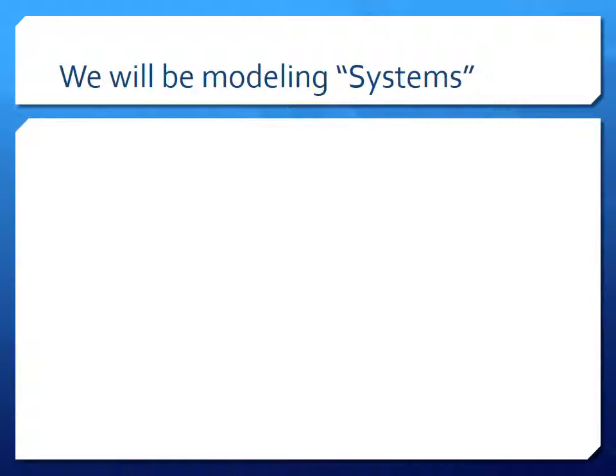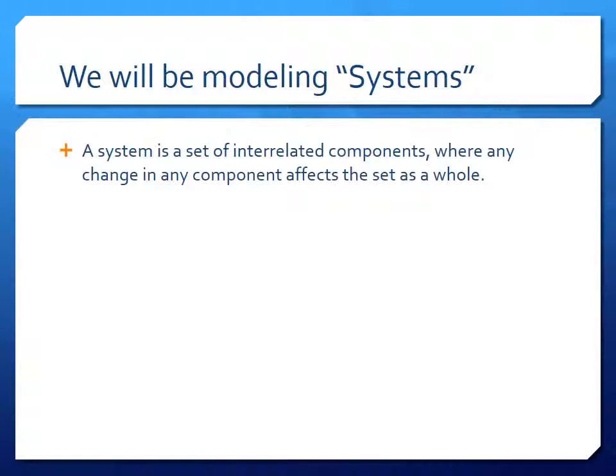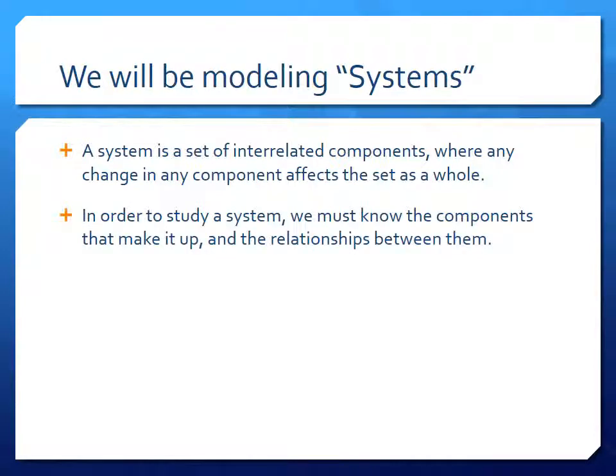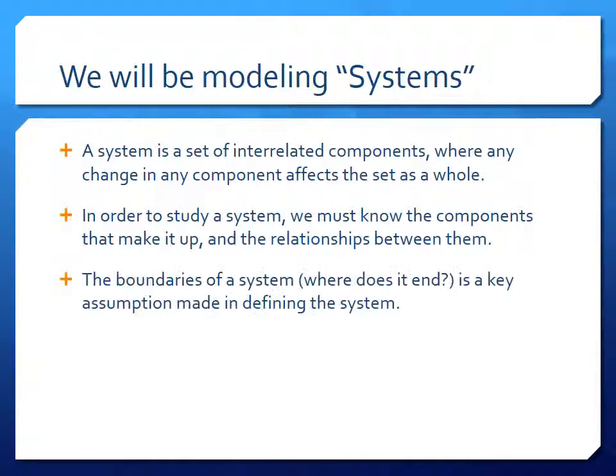Now, the other thing is that we will be modeling systems. A system is a set of interrelated components where any change in any component affects the set as a whole. So it's a connected set of components, and in order to study a system, we must know the components that make it up and how these components interact. What are the relationships that exist between them? The boundaries of a system are a key assumption made in defining the system. I mean, where does the system end? So putting some boundaries is going to be a key assumption, and we'll talk about that in the examples of this class.